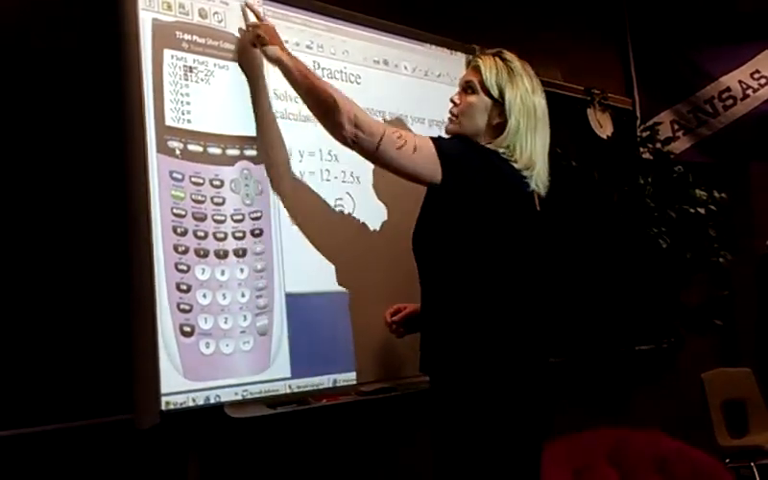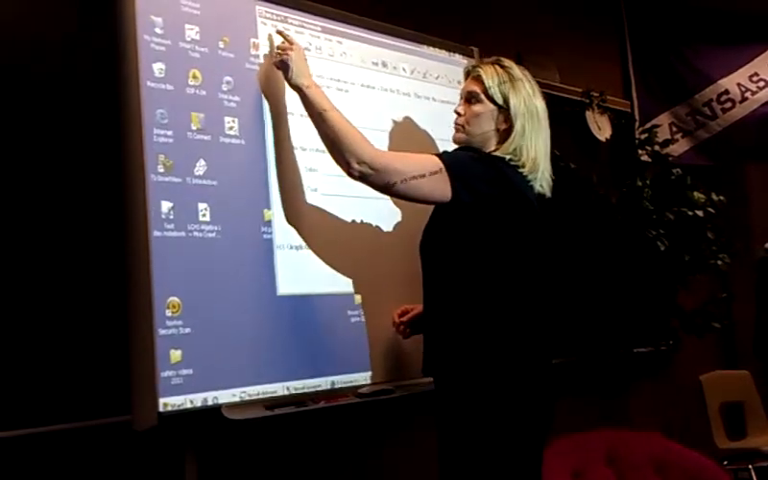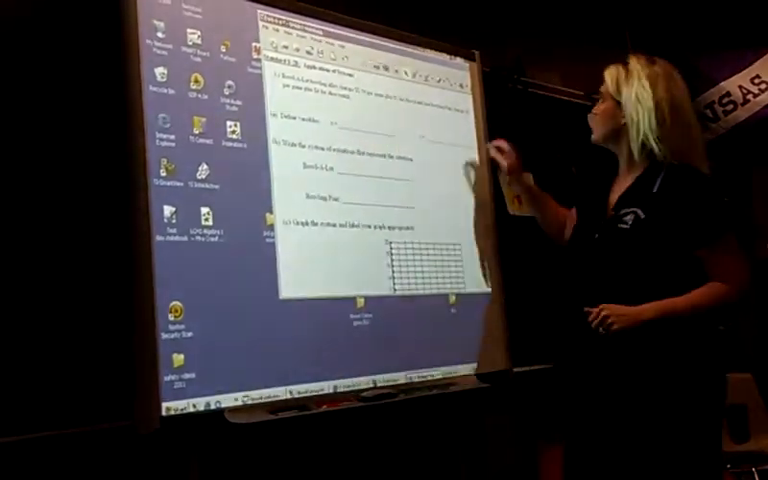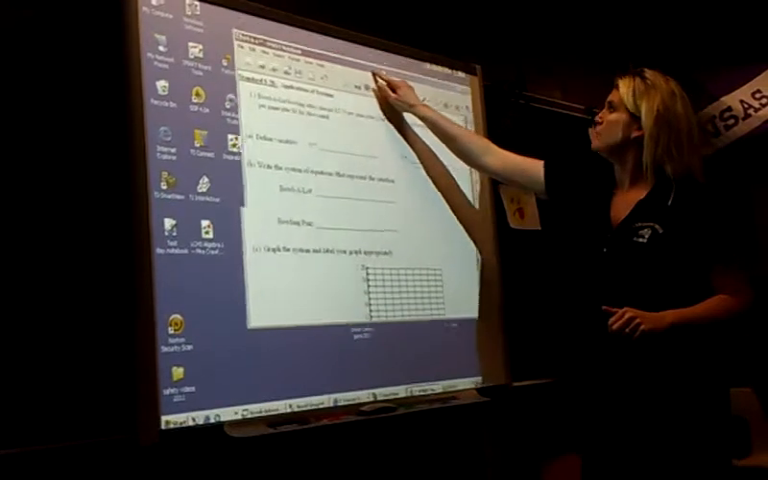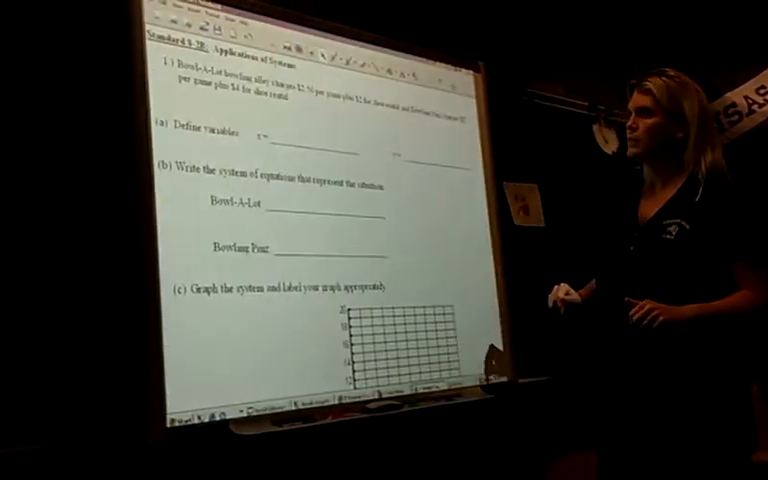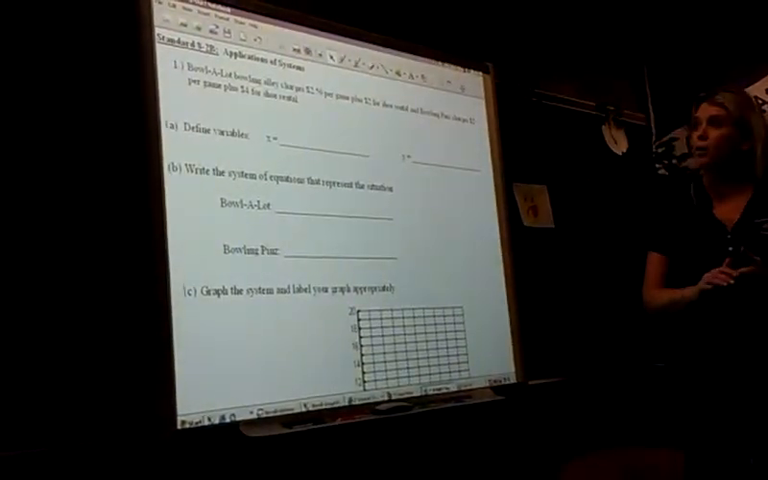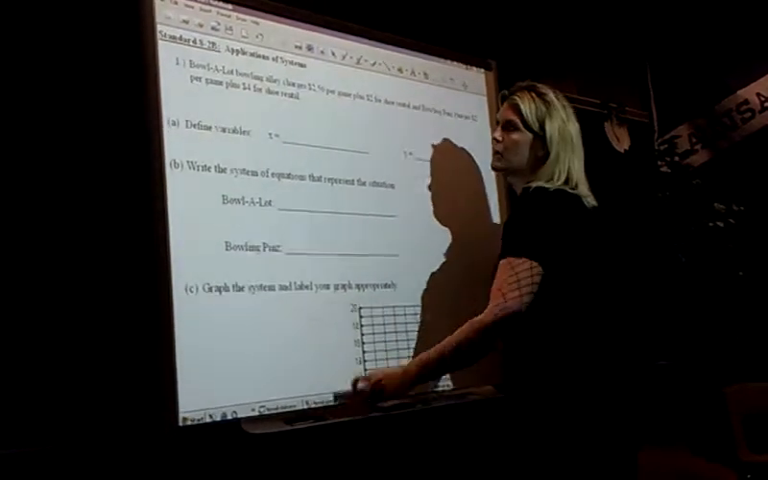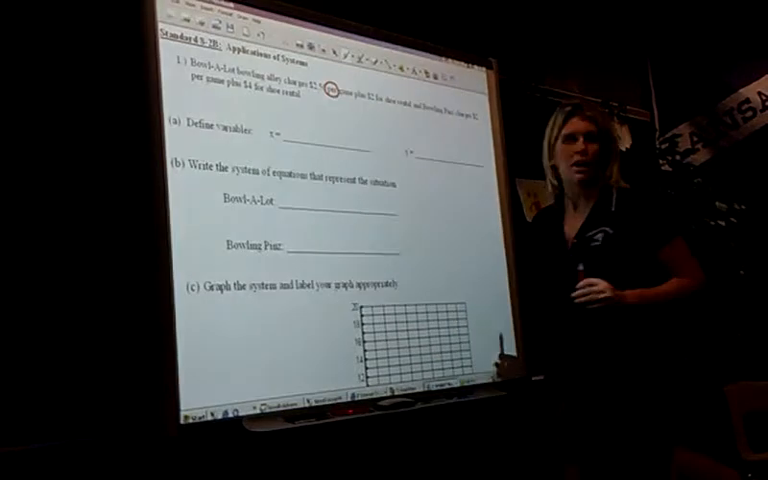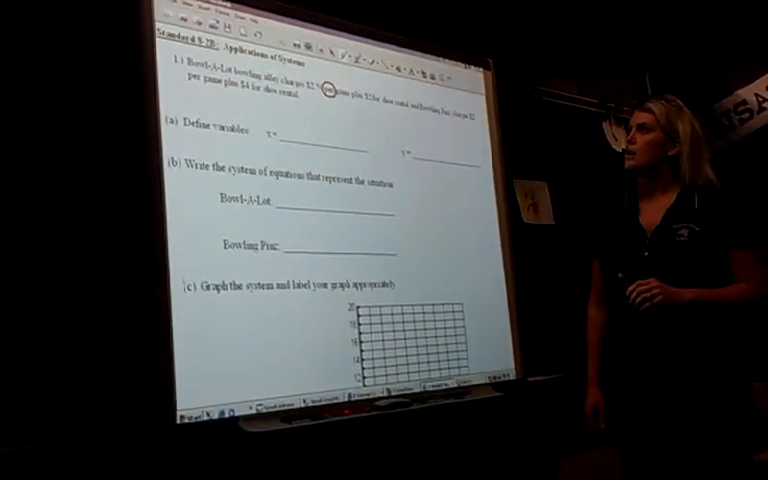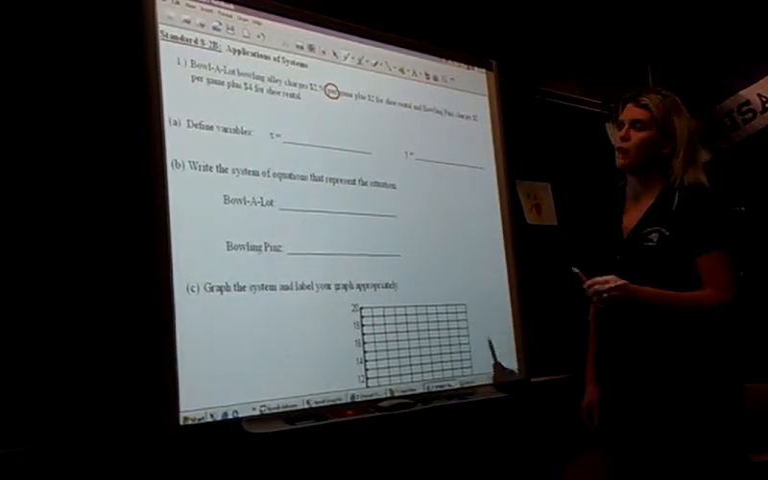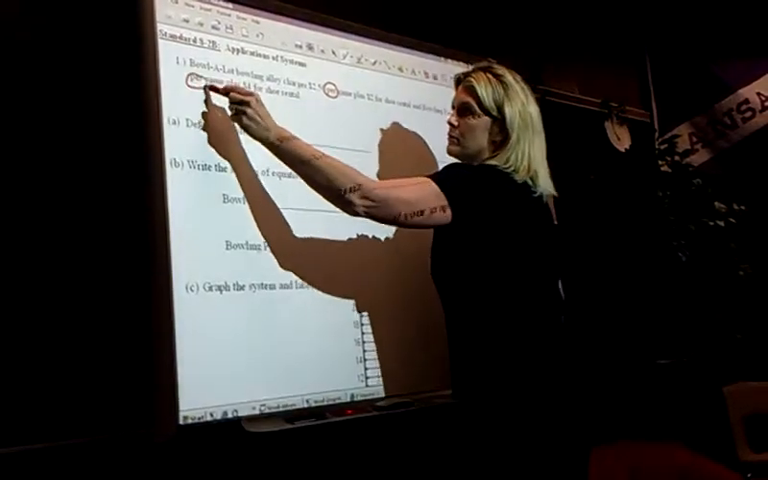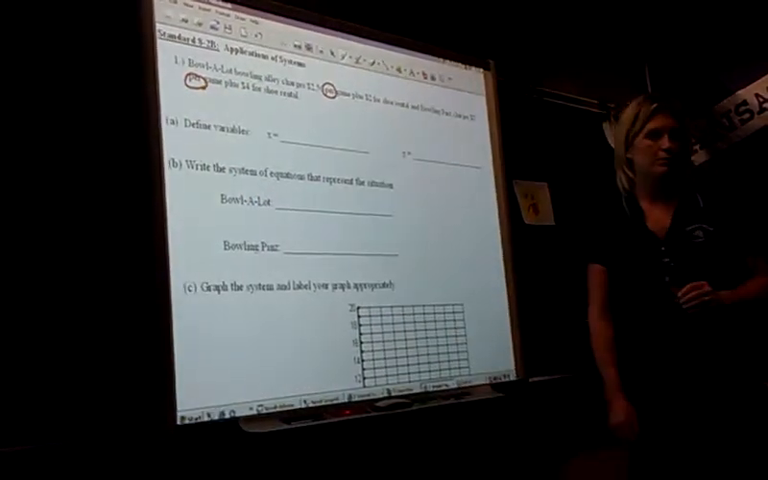Okay, I want you guys to go now to the front of your paper. We're going to go here to this word problem. It talks about Bowl-A-Lot Bowling Alley, which charges $2.50 per game. You should be circling, highlighting the word per. And Bowling Pins charges $2 per game, okay, for the shoe rental.